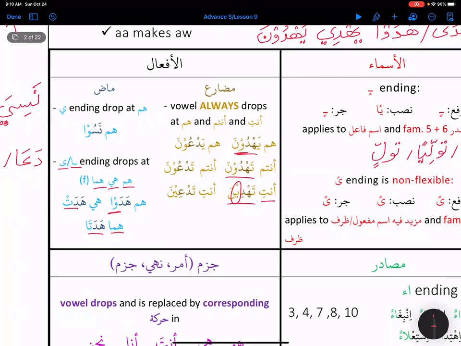Then we have hum yad'una. So this waw is not a weak letter, rather that is the waw of jama. Same is antum tad'una, and then anti is tad'ina. So this ya is again the ya for anti.